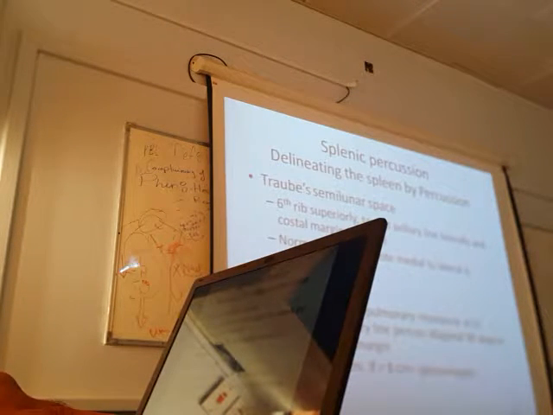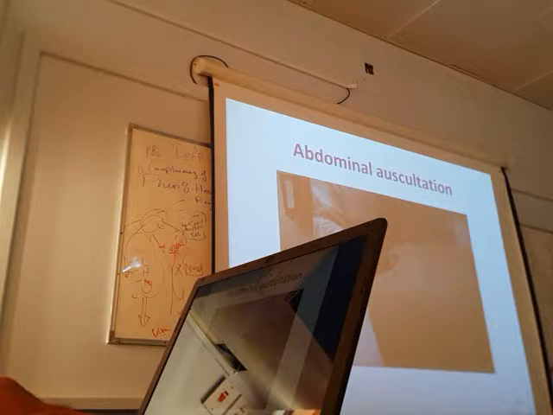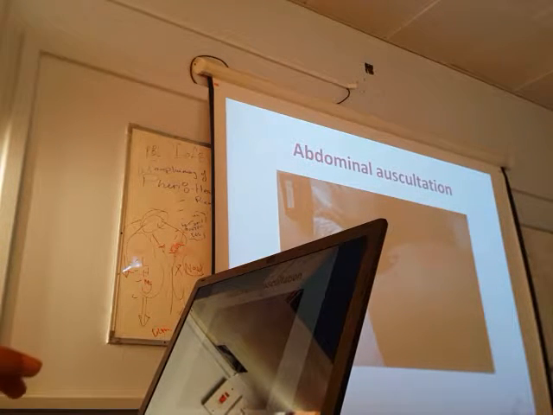Nixon, you should read the Nixon method, okay? Lower border of pulmonary at left posterior axillary percussion 9 mm. Normal size is 6 to 8. If it is more than 8, yes, shifting dullness. I already told you shifting dullness. Yes. Abdominal auscultation, what is abdominal auscultation?